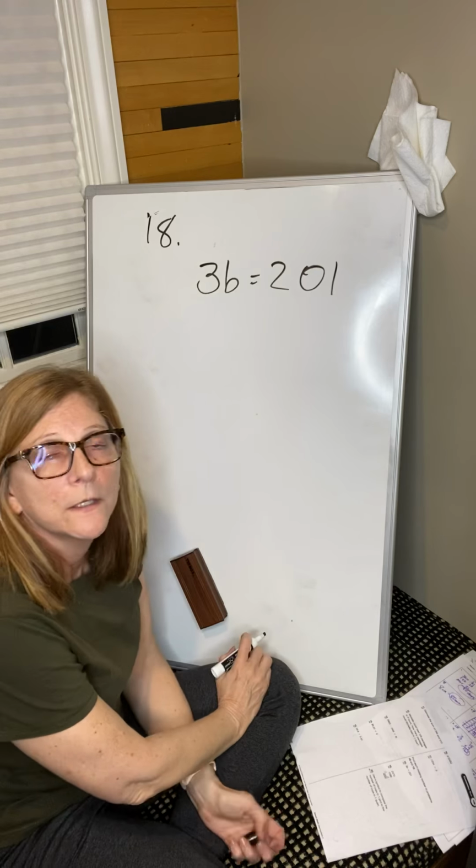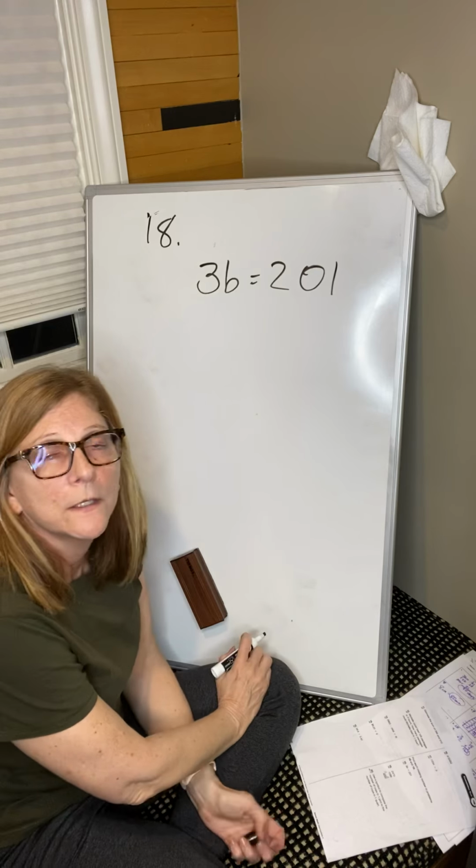201 divided by 3. You can't get any 3s out of 2. How about 20? We can get 6. 6 times 3 is 18. That leaves us with 2. Bring down the 1. 21 divided by 3, you know that's an equal one, 7. So our answer to 18 is 67. The thing you need to remember, whenever you have a number beside a letter, that means multiply, okay? And to undo a multiplication problem, you use division.